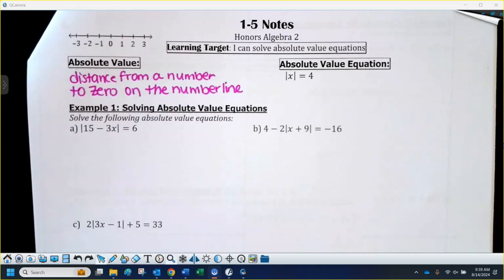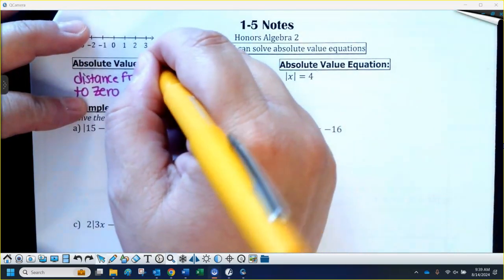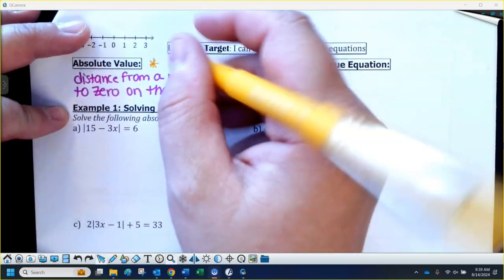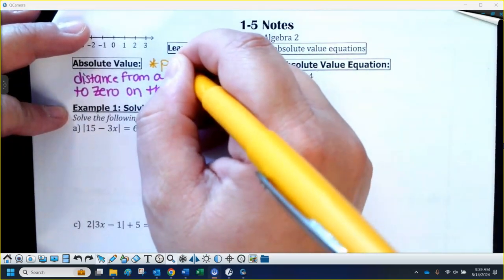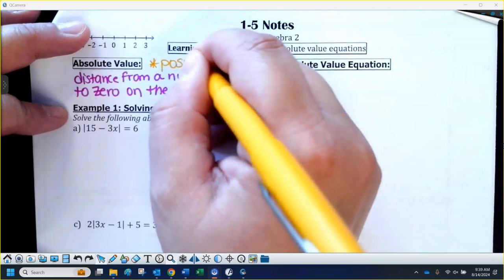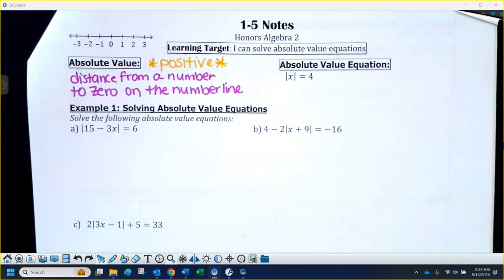Do you think of anything else when you think of absolute value? Like, it has to be what kind of a number? It has to be positive. Perfect. Okay, so keep that in mind. Distance is always positive, so if we're measuring the distance from a number to 0 on the number line, it has to be positive because you're measuring a distance.